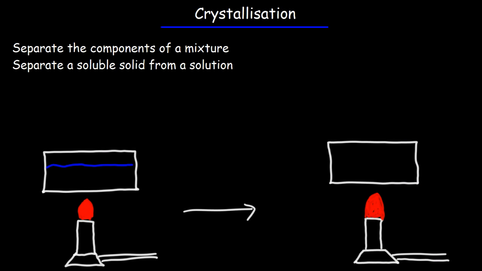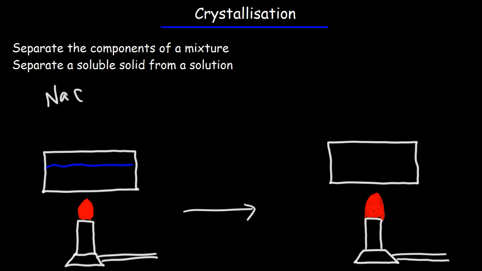The second lab technique that we're going to talk about is something called crystallization. Like filtration, crystallization also allows you to separate the components of a mixture. But it's a little bit different than filtration. Whereas filtration allows you to separate an insoluble solid from a liquid, crystallization allows you to separate a soluble solid from a solution.